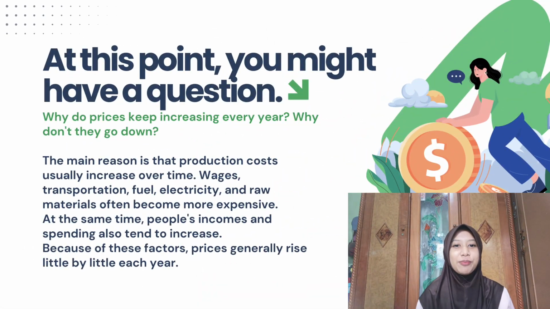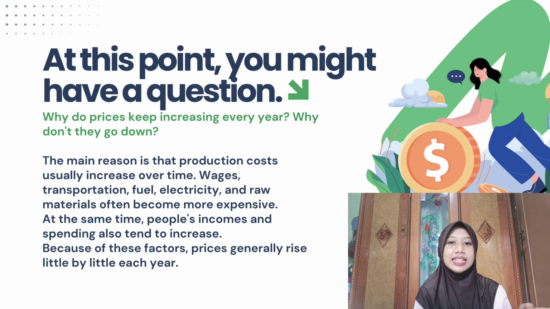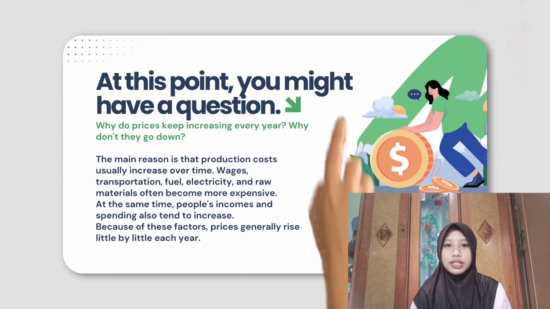At this point, you might have a question. I know. Why do prices keep increasing every year? Why don't they just go down? The main reason is that production costs usually increase over time. Wages, transportation, fuel, electricity, and raw materials will often become more expensive. At the same time, people's incomes and spending also tend to increase. Because of this, prices generally rise little by little each year.